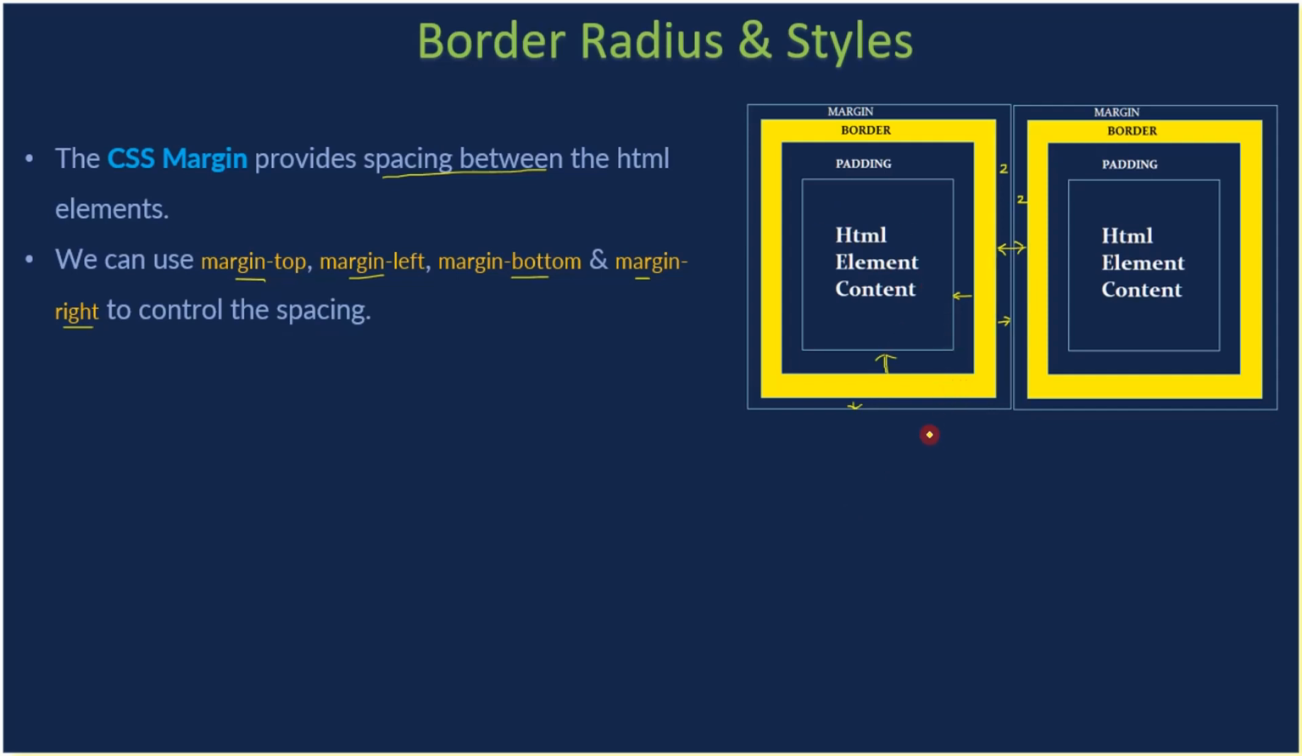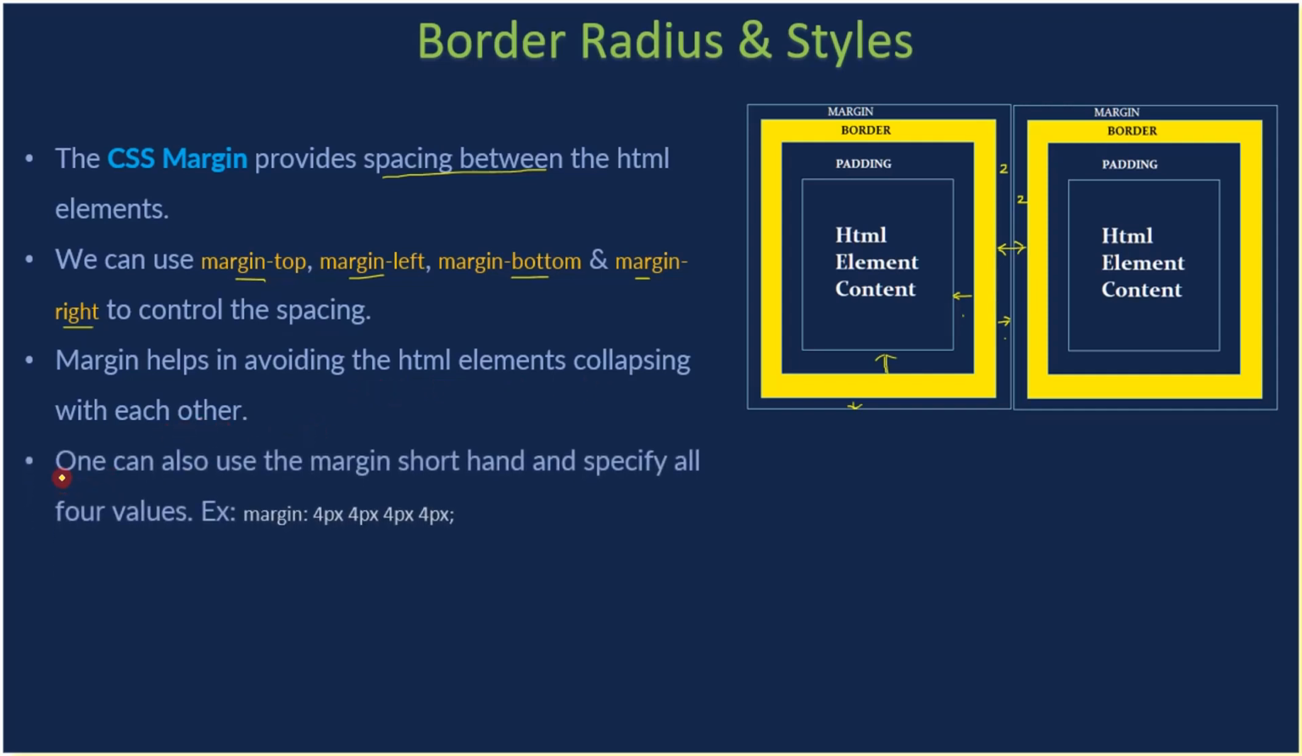Right, and in the last video we talked about border and the border thickness. And these are all the other distances. So here we can use margin top, margin left, margin bottom, and margin right to control spacing between the HTML elements, so that when you apply the border to the HTML element, it will not collide with each other. Margin helps in avoiding the HTML elements collapsing with each other, as already told.